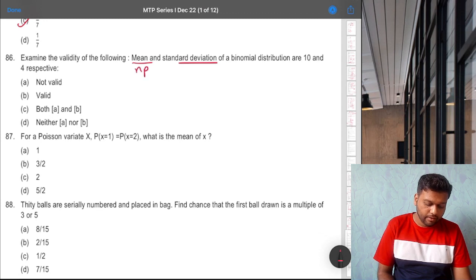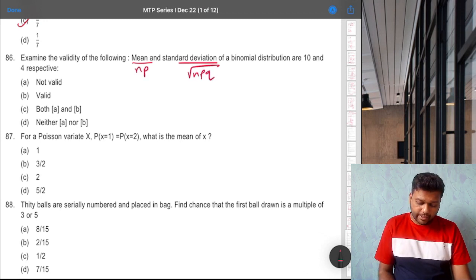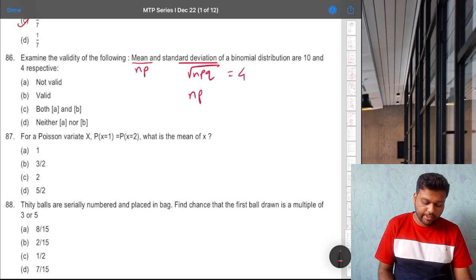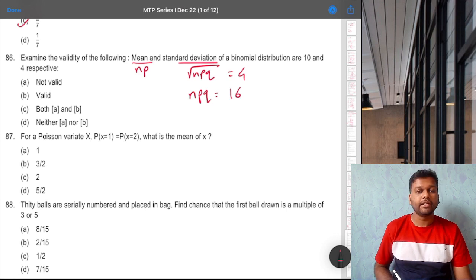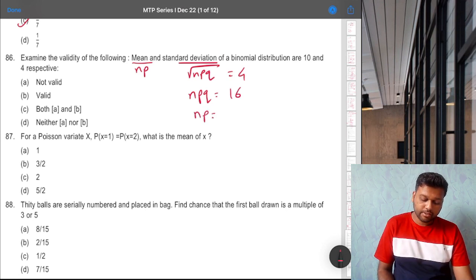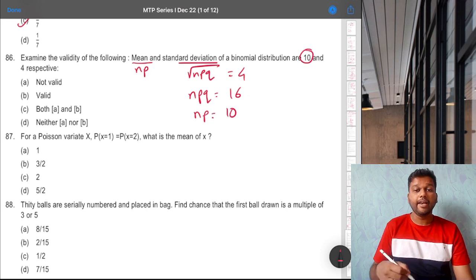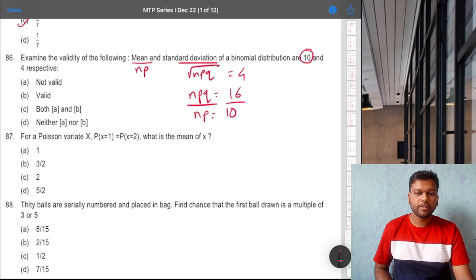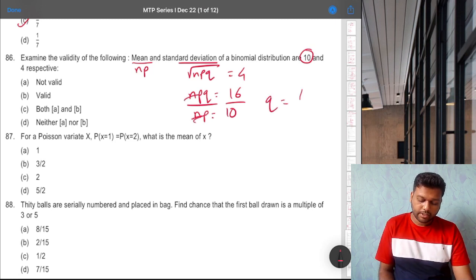Mean is NP, SD is root of NPQ. SD is given as 4. So if we take square, they are saying NPQ is equal to 4 square, 16. If NP, that is mean, is 10 and NPQ is 16, then if we divide these two, NP will be cancelled. So Q will be 16 by 10.